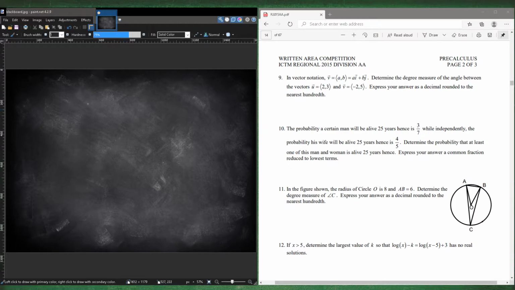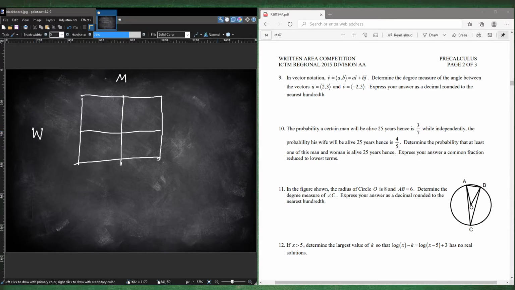So basically what I like to do is make a kind of table. Let's say the first part is the man and the second part is the woman, right? So it will be 25 years or not 25 years. I'll just put 25 here so it makes sense. So 25 years and then not 25 years for the man, and then 25 years for the woman and then not 25 years for the woman. So we could just label this A, B, C, D, which is what I usually like to do.